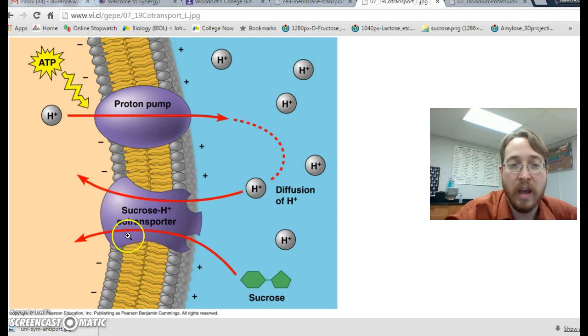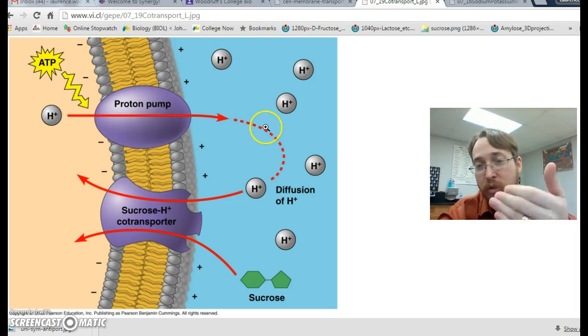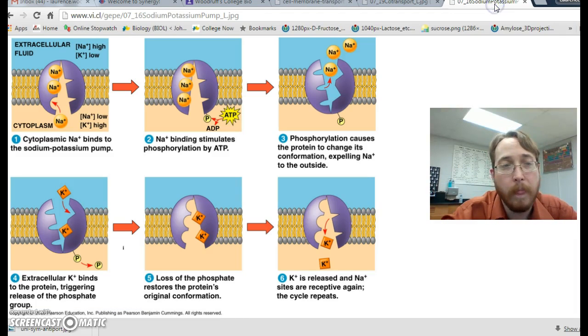So this is a co-transporter, this is a symporter, and this one needed energy. This one actually didn't need energy. This is a passive transport. It's an example of symport, but it's passive transport. But it can only exist because this active uniporter was pumping hydrogen to the outside. So let's go to our last example.